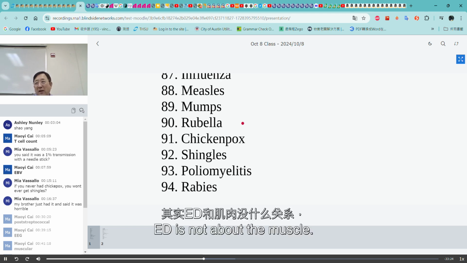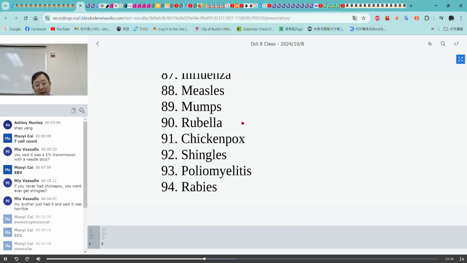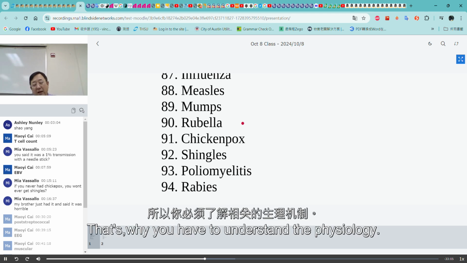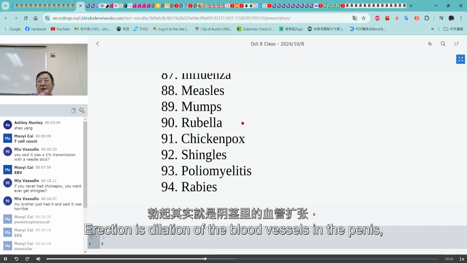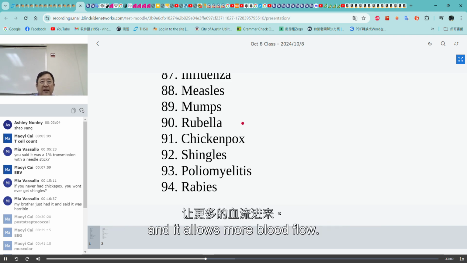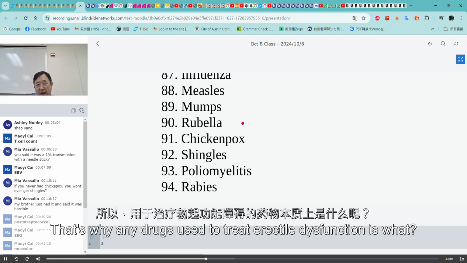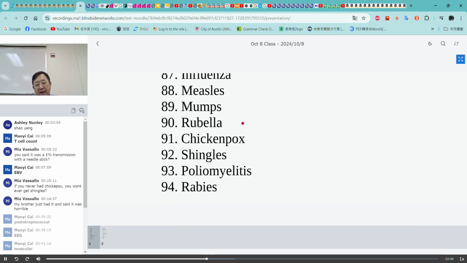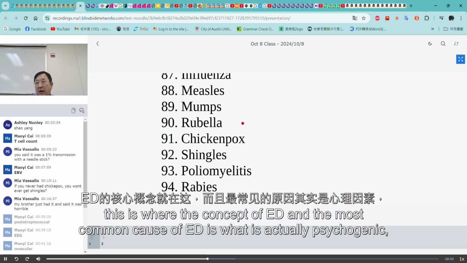ED is not about a muscle. It's not about the nerve. It's not about other tissues. Basically, it's the blood vessel. That's why you have to understand the physiology. Erection is dilation of the blood vessels in the penis, and it allows more blood flow. That's why any drugs used to treat erectile dysfunction are actually vasodilators. Something that dilates the blood vessel and allows more blood flow. So this is the concept of ED.